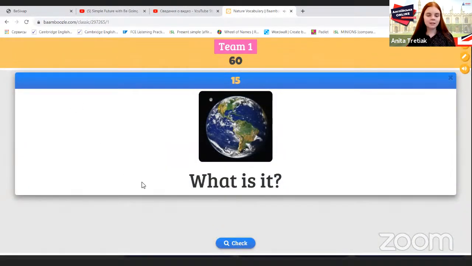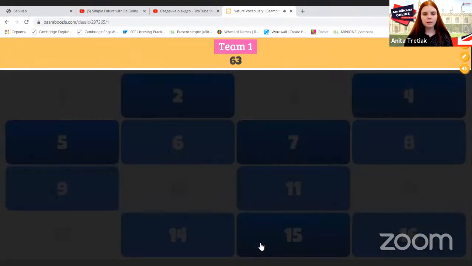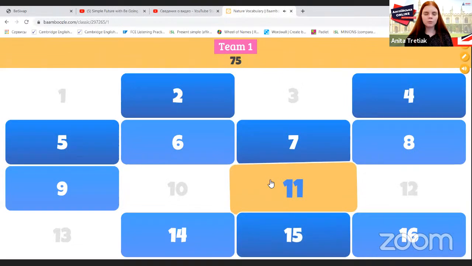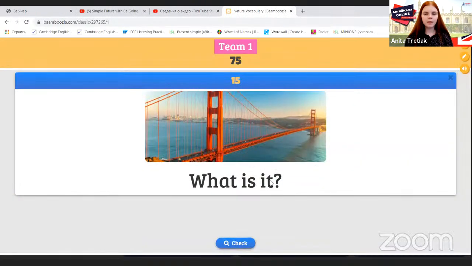What is it, guys? What is it? And of course, that was very easy. This is our planet Earth. Let me pick this one. I hope we don't lose points. Yes, we don't lose points. I'm so happy. What is it? What can you see here?